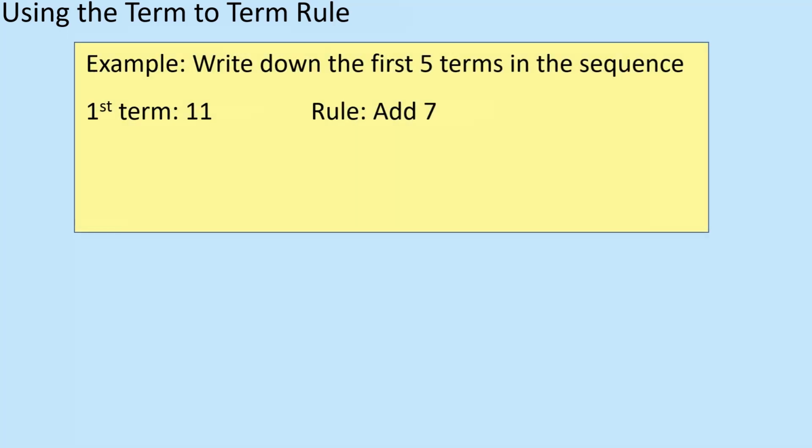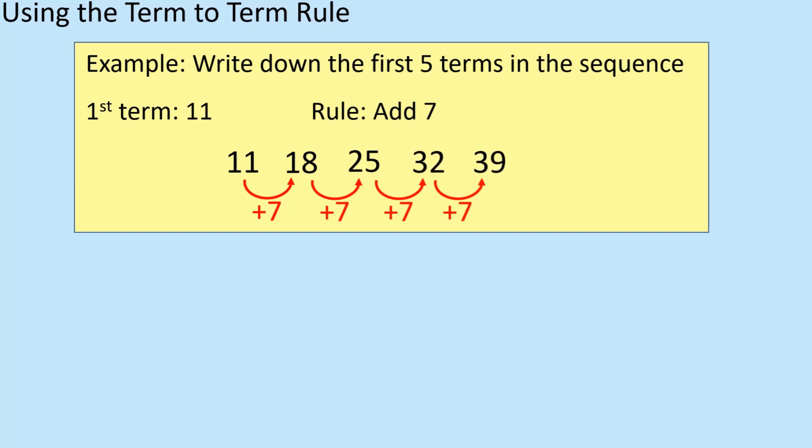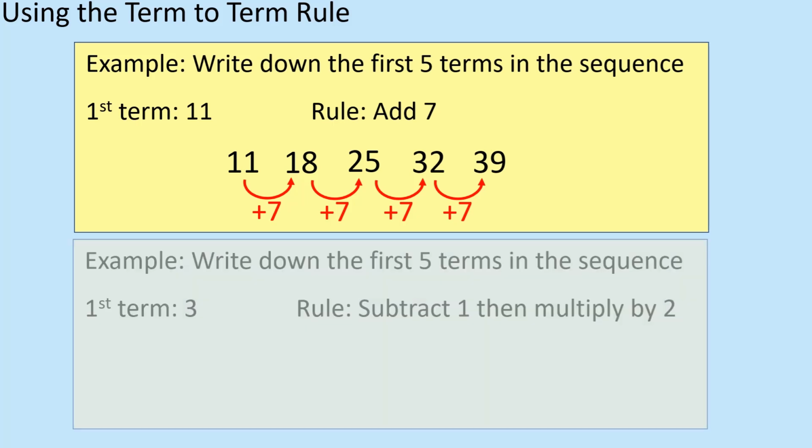All right. So how do we use a term-to-term rule? Well, let's have a look at an example. Write down the first 5 terms in the sequence when your first term is 11, and then you add 7. That's your rule. So you're going to start off by writing down the number 11 because that's your first term, and then you're going to add 7 each time. It's going to give us 18, add another 7, add another 7, and add another 7, until you get 5 terms. And there I have 5 terms. So that's my answer done.